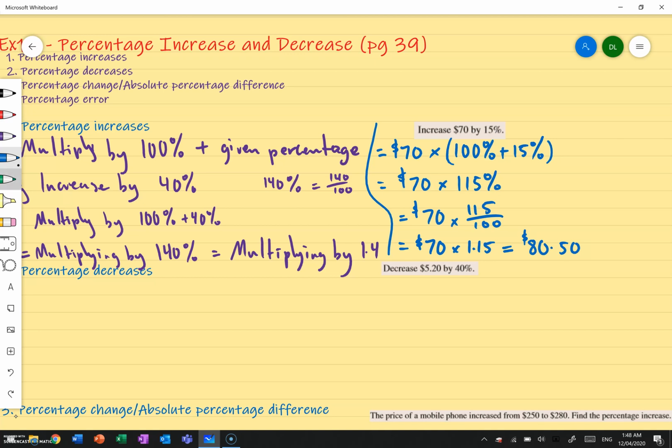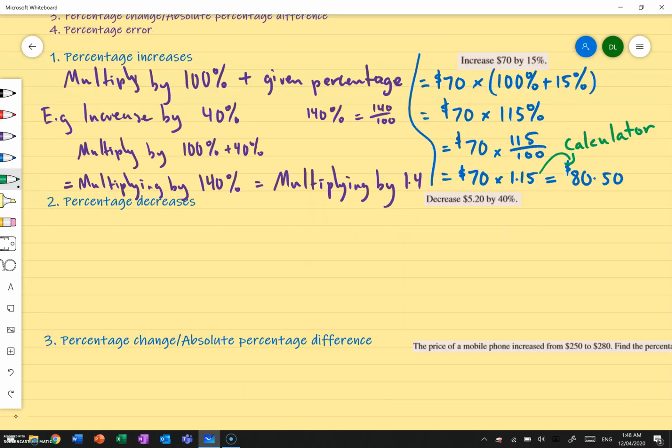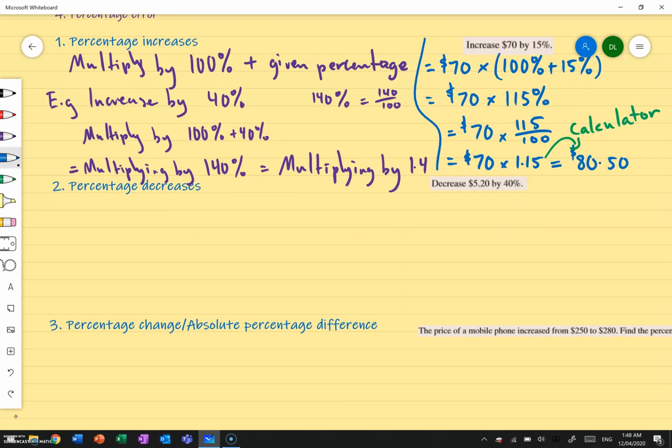Now, this step from here to here, that's a calculator step. You're not expected to be able to do that by hand. You will have a calculator with you when you do the test for this topic, so don't stress too much. Alright, so percentage decreases is pretty much the exact same thing. All you have to do is, instead of plussing, you minus. So we multiply by 100% minus the given percentage. So that's the biggest part, minus.